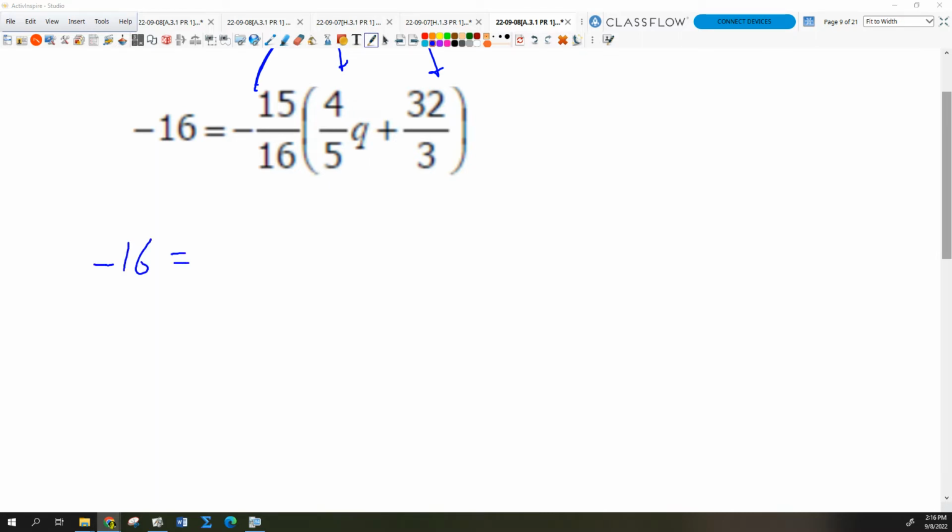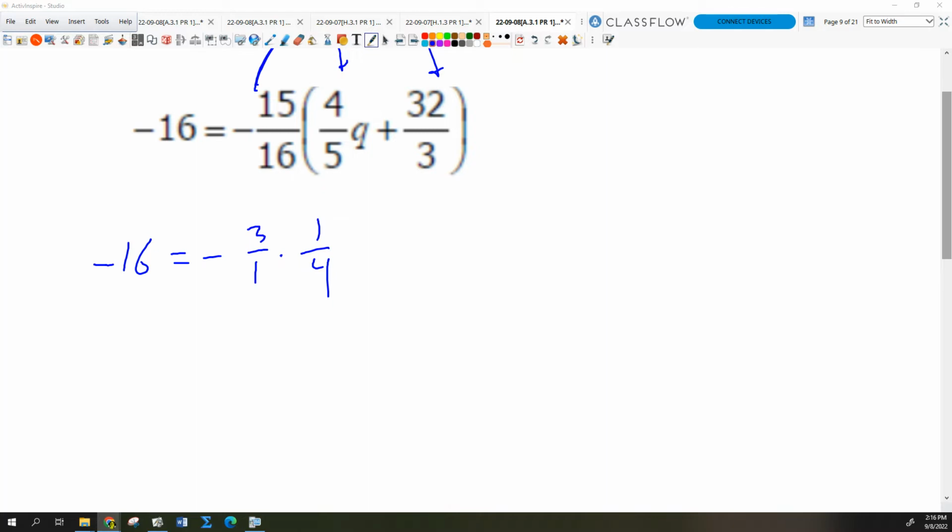What about here? 15 over 5 reduces to what? 3. Okay, so that reduces to 3 over 1. So I have a negative, and I'm going to get a 3 over 1 times 4 over 16 reduces to what? 1 over 4, right? See how we did that?